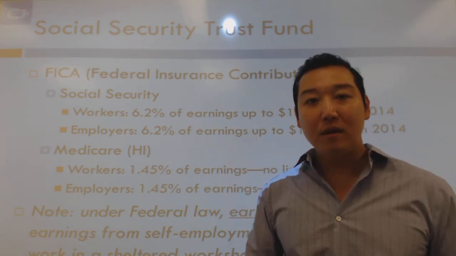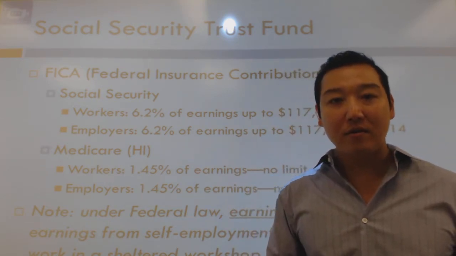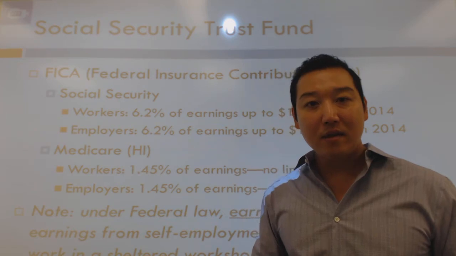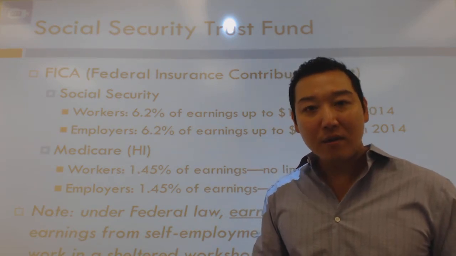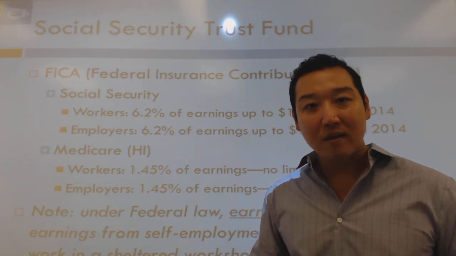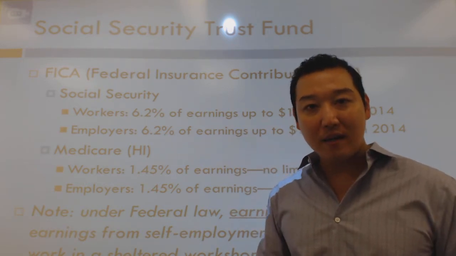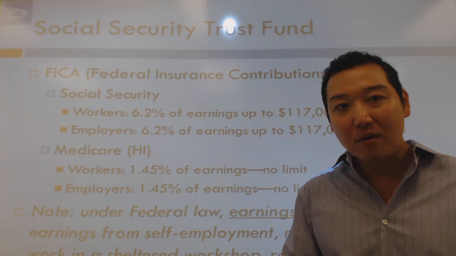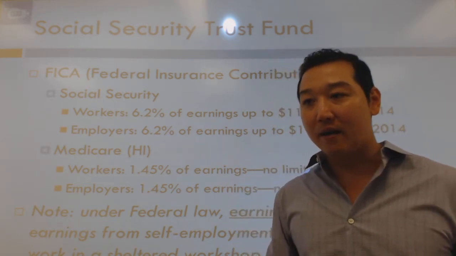Just one final note about the financing of the Social Security Trust Fund, and that's that this is a tax that's assessed on earned income. So it's not on unearned income, right? People have different sources of income, both earned and unearned, and so this is just a quick point that only earned income is subject to the FICA tax.